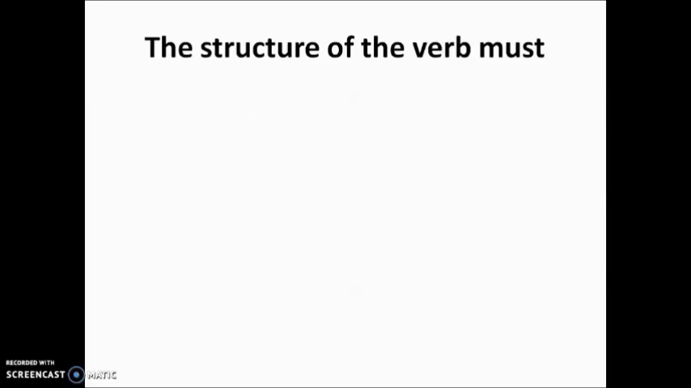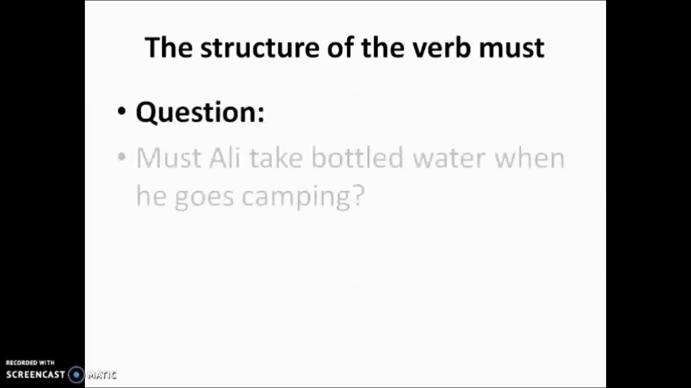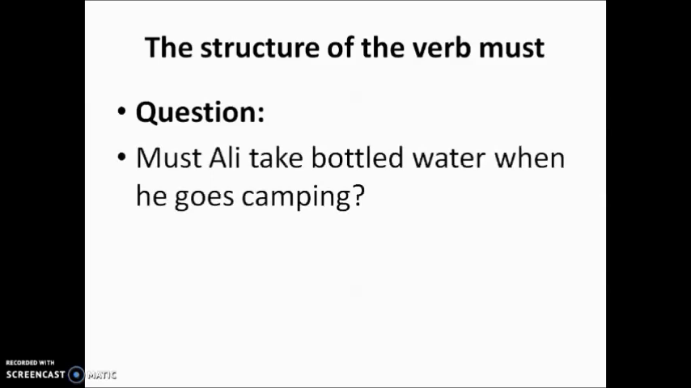The last case is the question form, and the question form starts with must. Must Ali take bottled water when he goes camping? Pay attention to the verb take is in the base form after must.